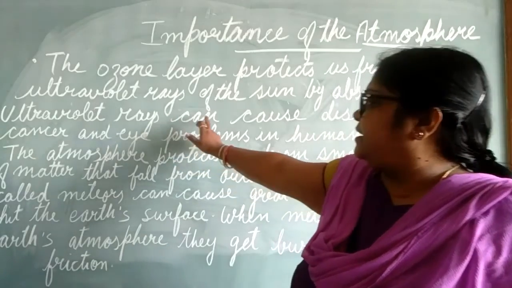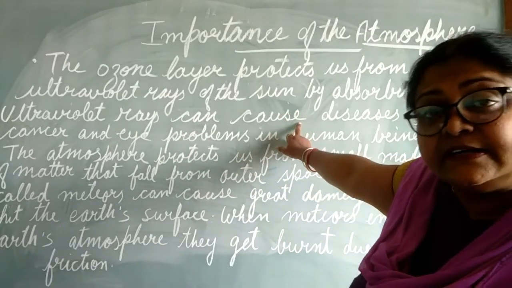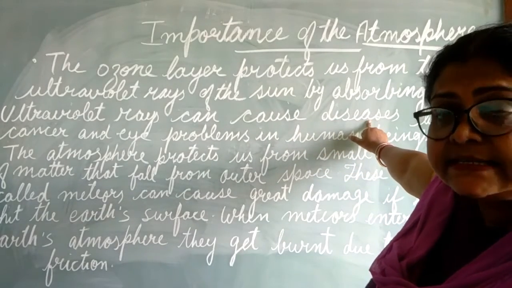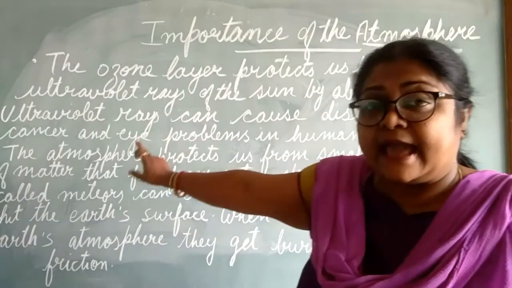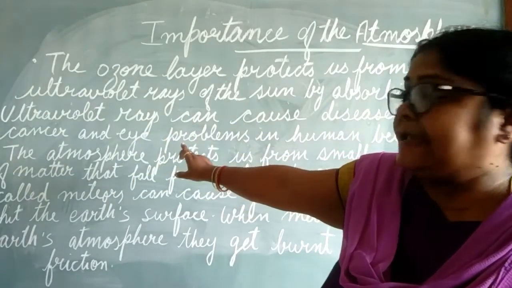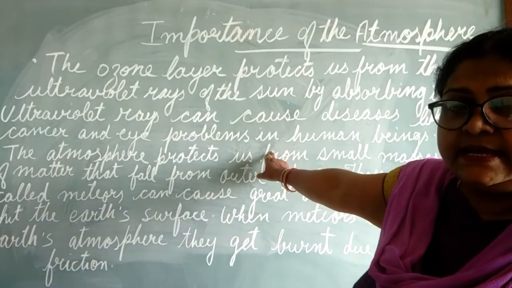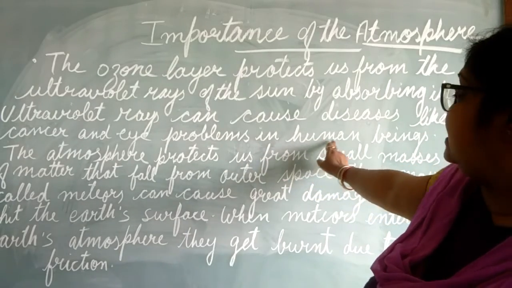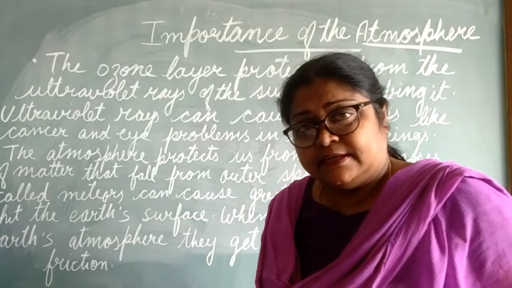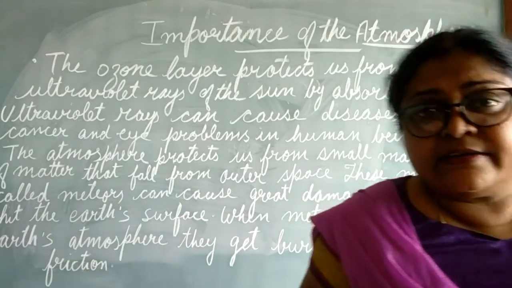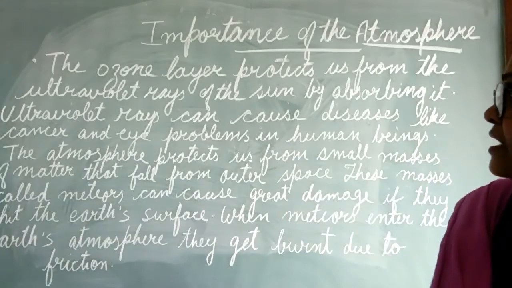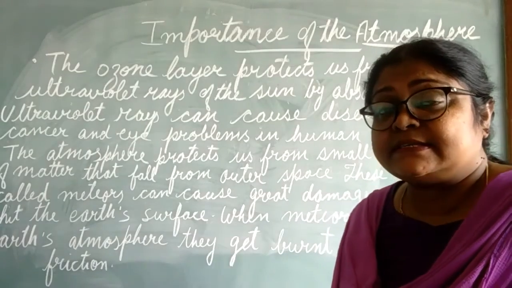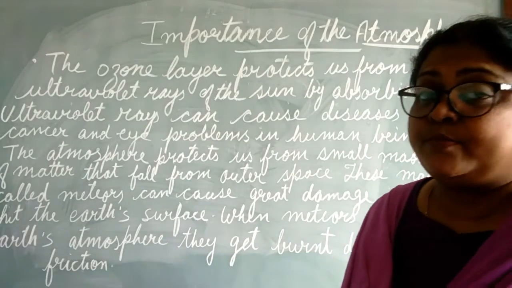Ultraviolet rays can cause diseases in human beings, like cancer and eye problems. Is it clear? What does this ultraviolet ray do? It causes diseases to human beings. What diseases? Cancer and eye problems.